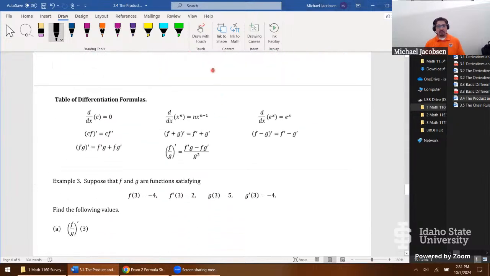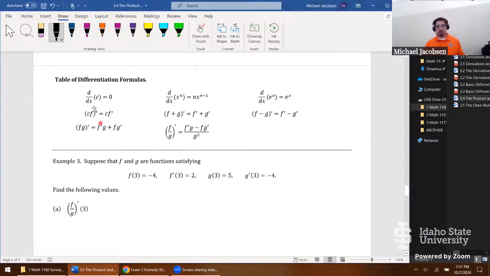So here, again, is our table of differentiation formulas. This is on the last page of the exam. And it's a pretty nice set of formulas. It's a reminder that the derivative of a constant is 0. You have the power rule here. That one, you might have noticed we use a ton. So same with this one as well. The derivative of e to the x just being e to the x.